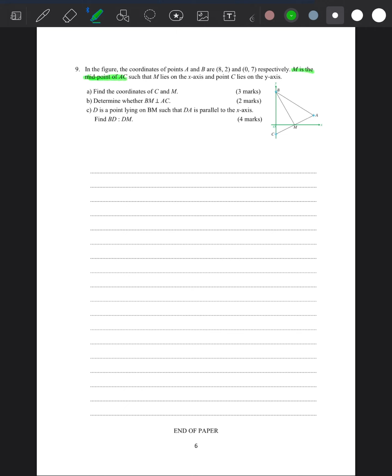So M is the midpoint of AC. You got the information of this part. I'm only talking about this part because I already jumped to part A and see what they asked first. They're asking for the coordinate of C and M. So look for the information you got about your M and C. So M is the midpoint of AC. And some of you might say, there is nothing on the graph. Yes, because the information is here. So we can actually draw it out first. So your point A is this. Your point B is this. So just write out.